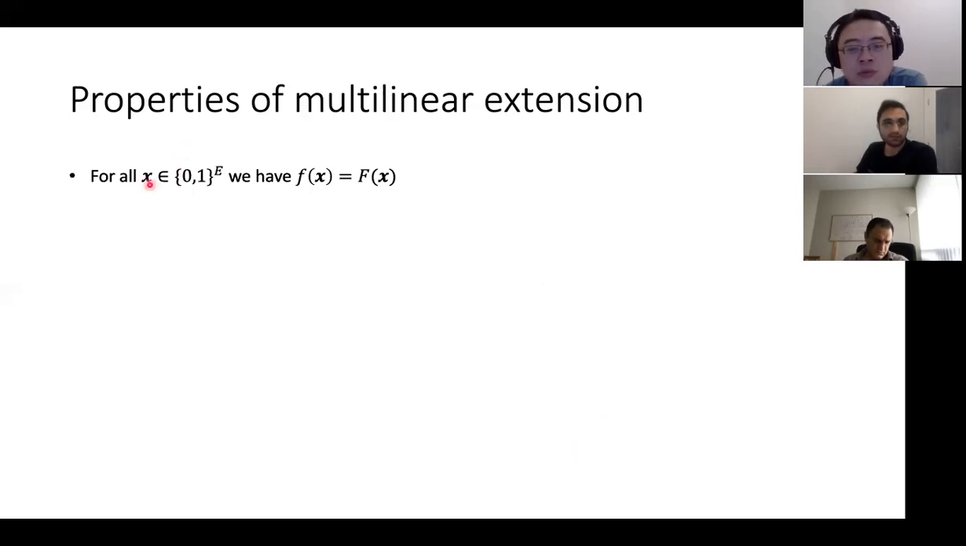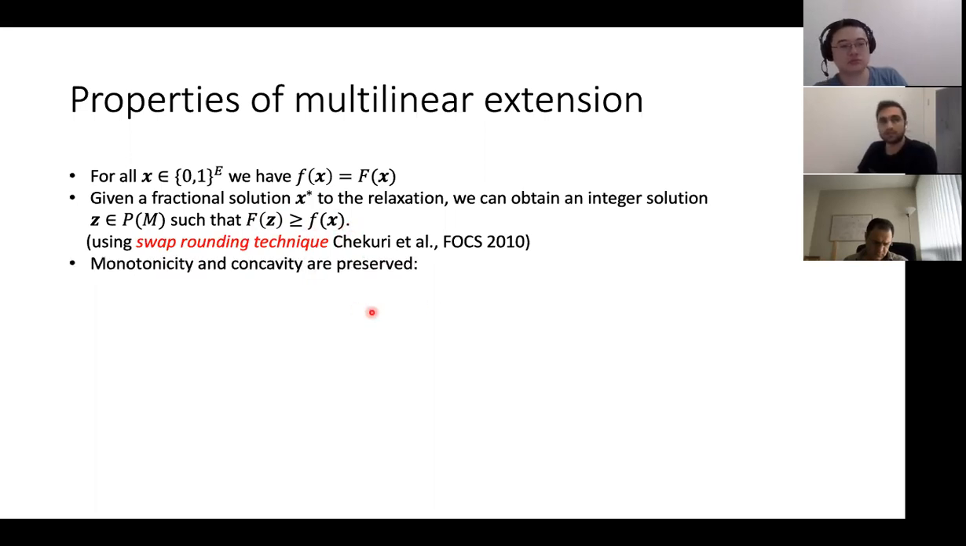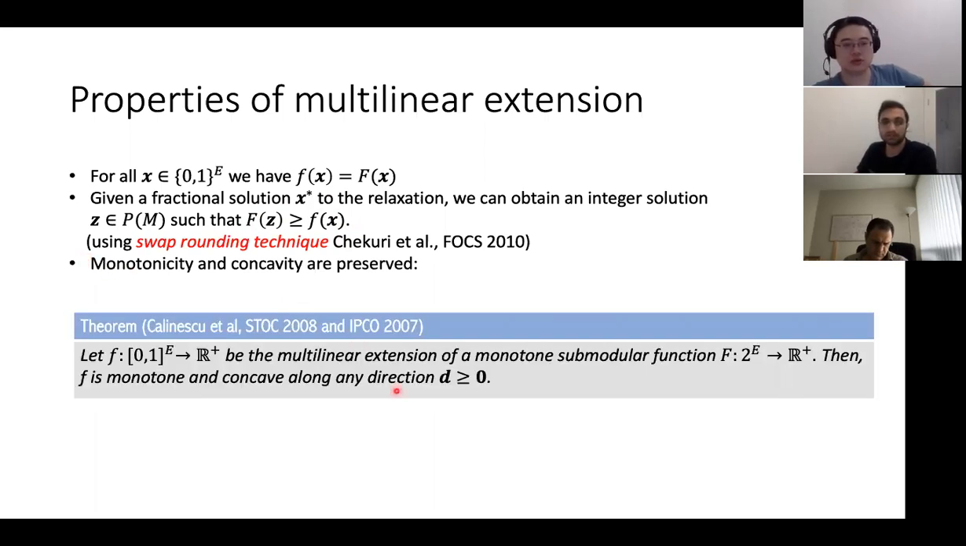For integral solutions, it is basically the same as the original function itself. And if we have a fractional solution x star to this extension in the matroid polytope, then we can obtain an integer solution by the swap rounding technique introduced in 2010, right? By using this technique, we don't lose any value in the function. So f of z, the integral solution, is greater than or equal to the extension at x, okay? This multilinear extension also preserves some properties of monotone submodular functions, namely monotonicity and concavity along any positive direction. This helps us to optimize the multilinear extension over the matroid polytope.